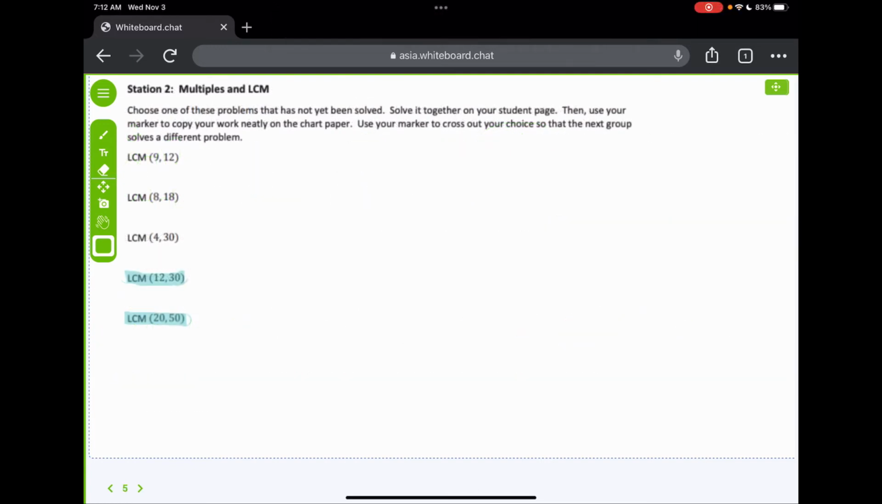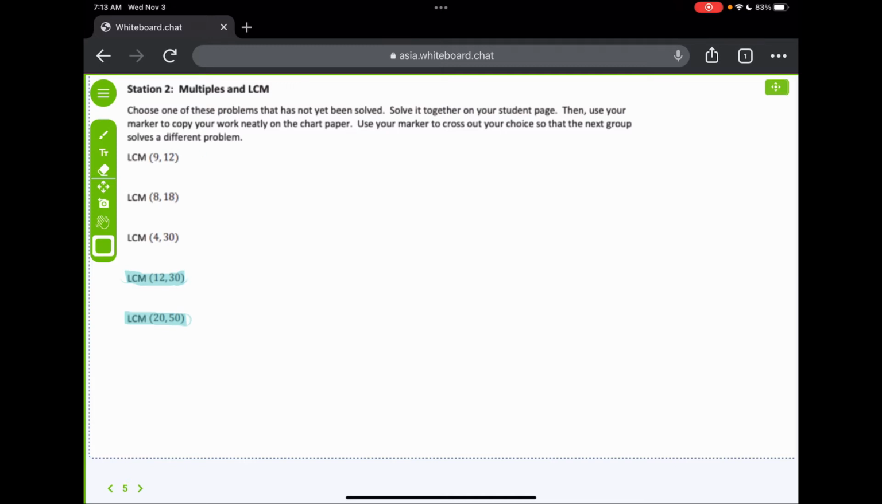Okay, now station 2, we have multiples and least common multiple. Okay, now let's look at, choose one of these problems that you've not solved. Don't worry about that. You're going to do the ones that are highlighted still. I'm going to do the ones that are not highlighted. So now we're just listing multiples, okay? Which is just 9 times 1. Think of multiply when you think of multiples. So we're just going to multiply 9 times 1, 9 times 2.